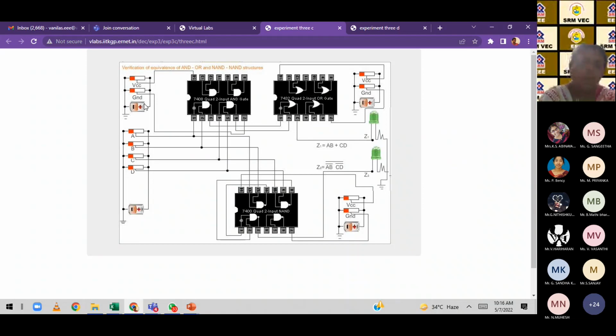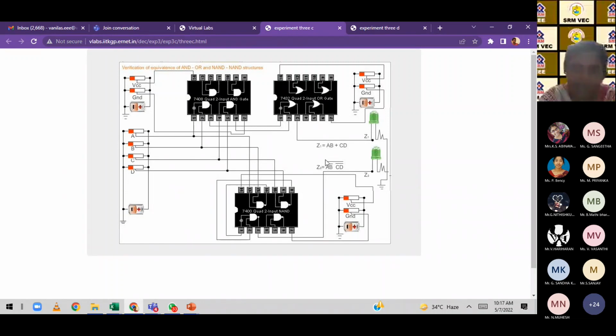Here, why are there three things? What is that? They are VCC and the ground. We know that out of the 14 pins, one pin is for ground and one for VCC. So all the ICs have to be connected. If you want to make that IC work, then you have to connect this VCC and the ground with that.